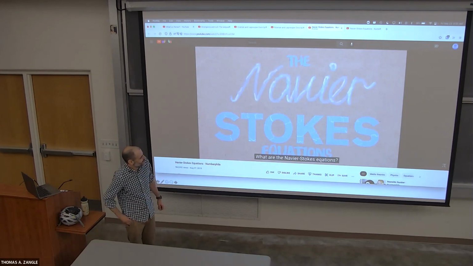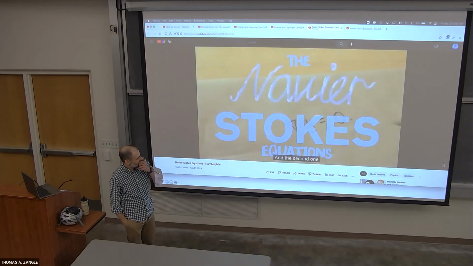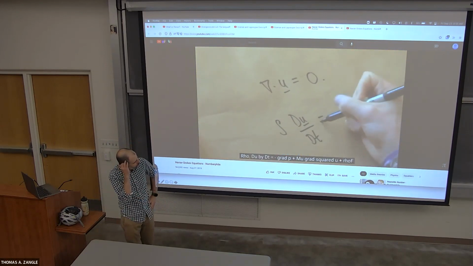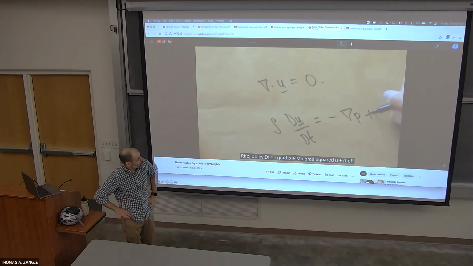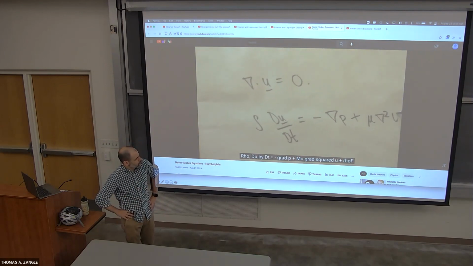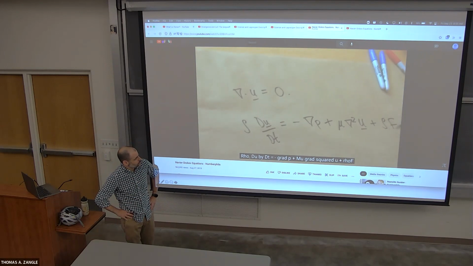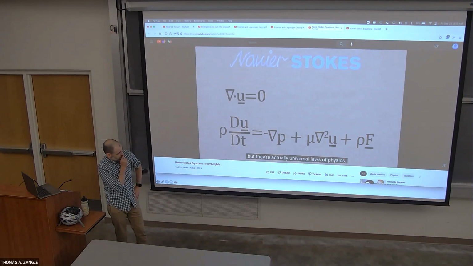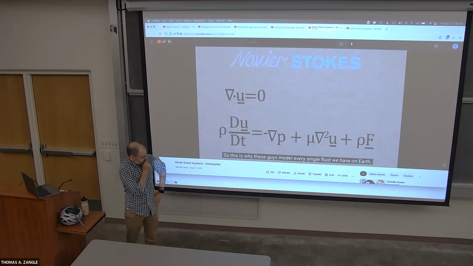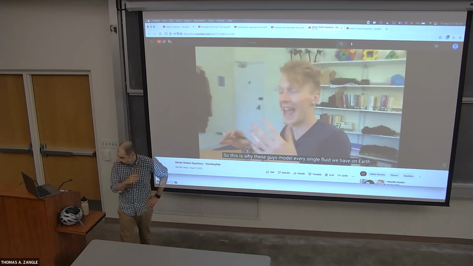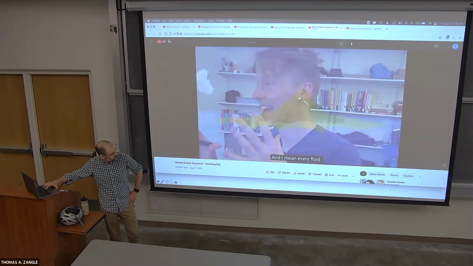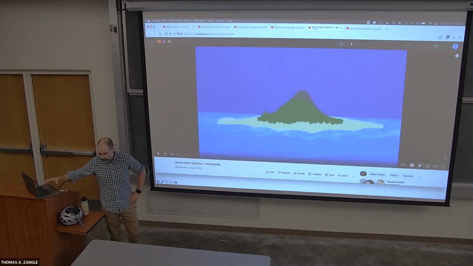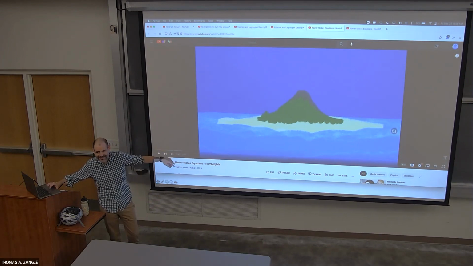are the Navier-Stokes equations? The first one, gradient dot u equals zero, and the second one, rho du/dt equals minus gradient p plus mu Laplacian u. That's right. Those mathematical equations look quite scary, but they're actually universal laws of physics. So this is why these equations model every single fluid you have on Earth. And I mean every fluid. Put a fluid in your head. No question for you. That's true. Why not?